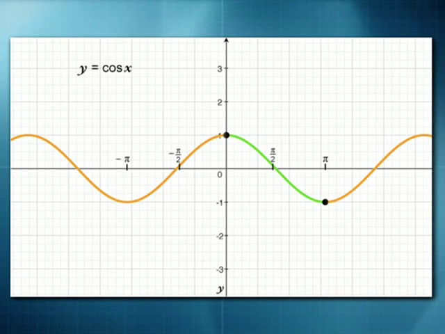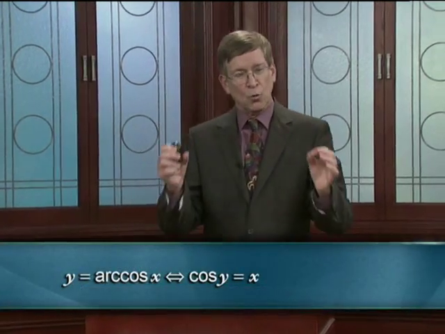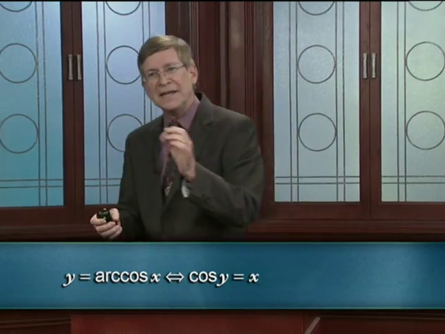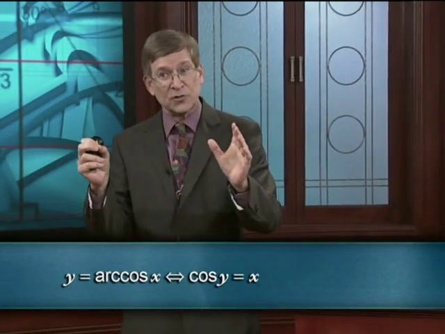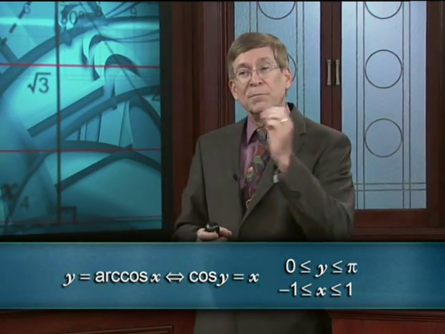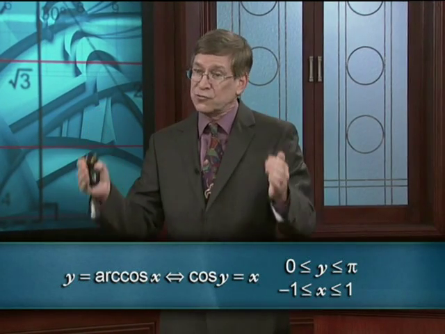On that interval, and it's indicated in green on the graph, indeed, the cosine graph passes the horizontal line test, doesn't it? It didn't pass it on the full domain, but by restricting it, it's 1-to-1. So here is the definition of arc cosine. y equals arc cosine x if and only if cosine y equals x, and here come the restrictions, x is between -1 and 1, and y is between 0 and pi. 0 and pi, that's the restriction we made.